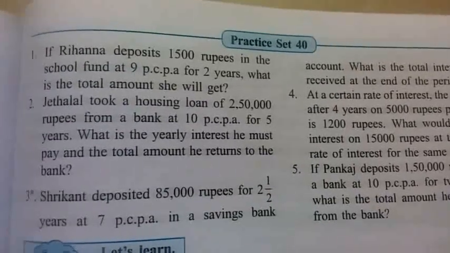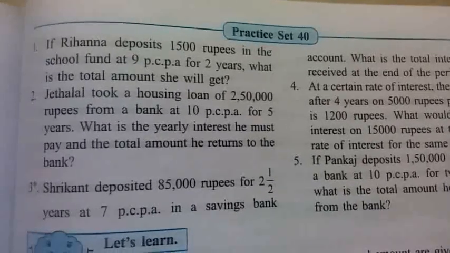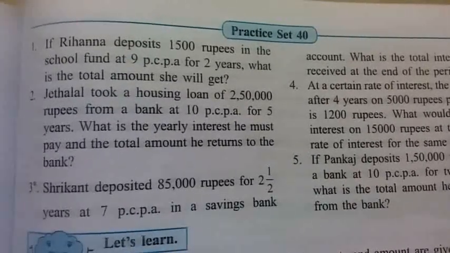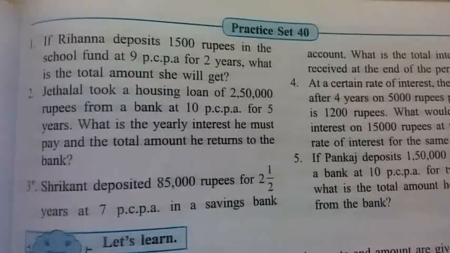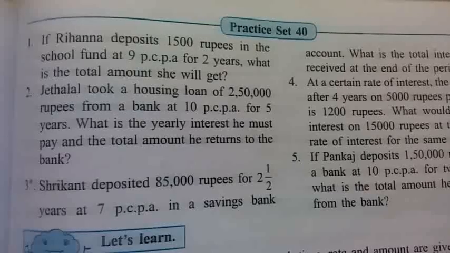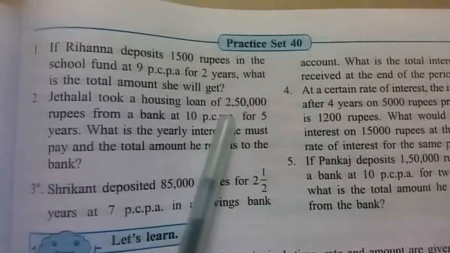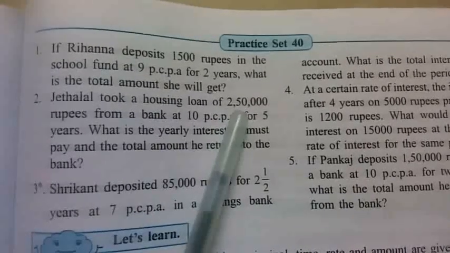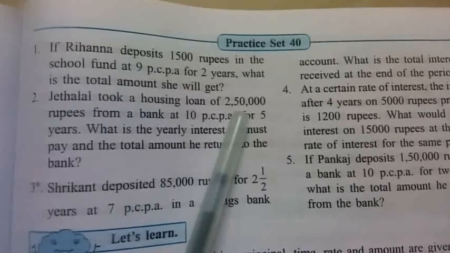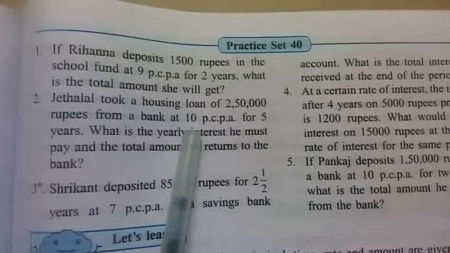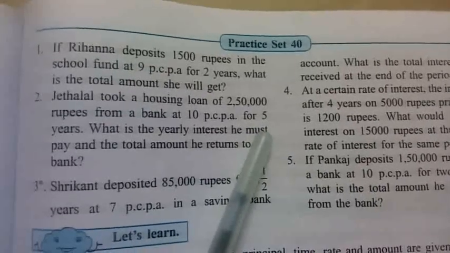Question. Jethalal took a housing loan of 2,50,000 rupees from a bank at 10 percent per annum for 5 years. What is the yearly interest he must pay and the total amount he returned to the bank? Now see here what is given? 2,50,000 means this is the value of P. P is given 2,50,000. R is given 10 and T is given 5 years.